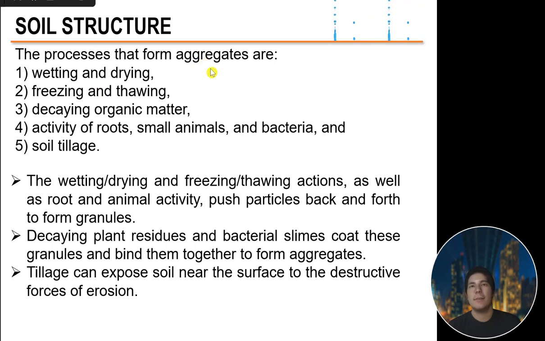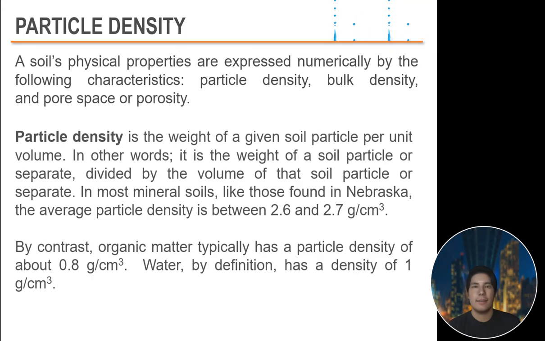So, the processes that form aggregates are wetting and drying, freezing and thawing, decaying organic matter, activity of roots, small animals, and bacteria, and also the soil tillage. The wetting and drying, the freezing and thawing action, as well as the root and animal activity, push particles back and forth to form granules. Decaying plant residues and bacterial slimes coat these granules and bind them together to form aggregates. And tillage can expose soil near the surface to the destructive forces of erosion. Okay, so yun yung mga process that form aggregates.